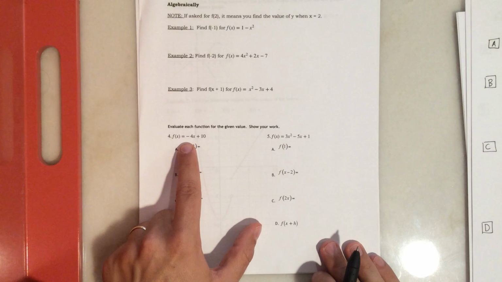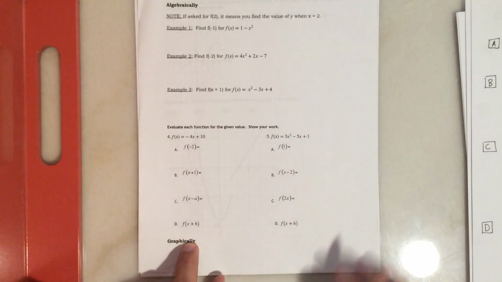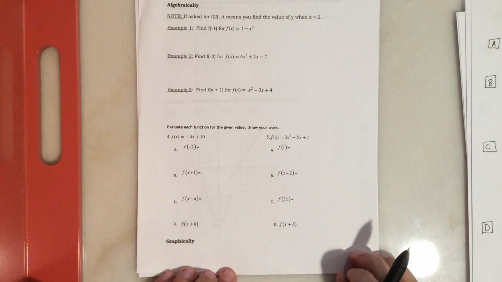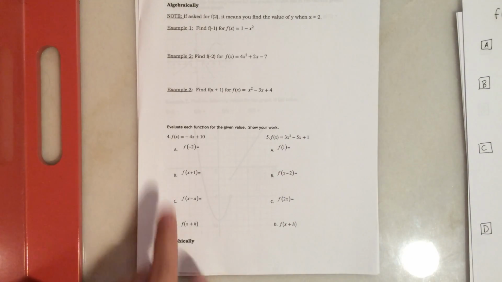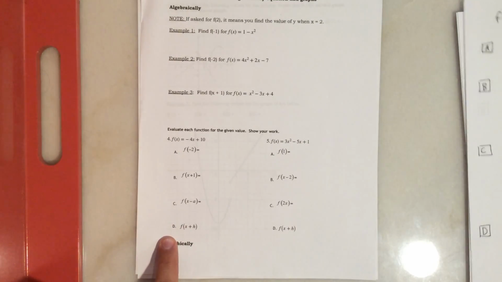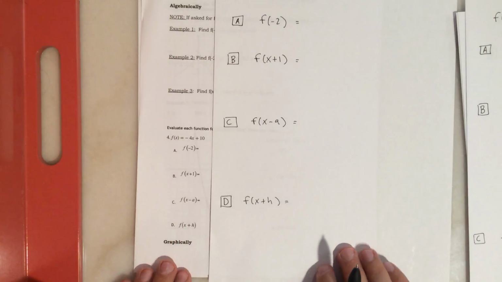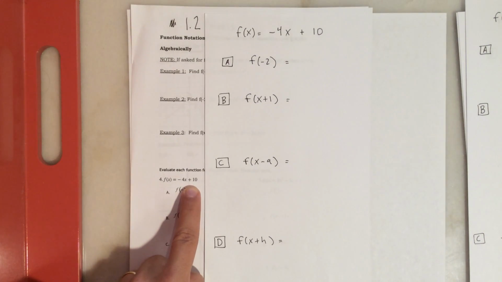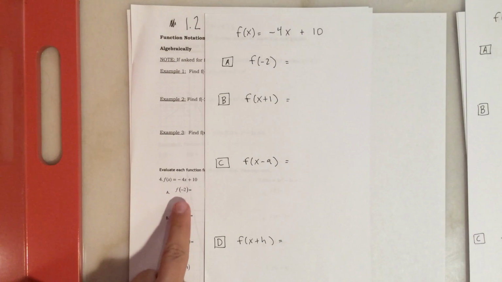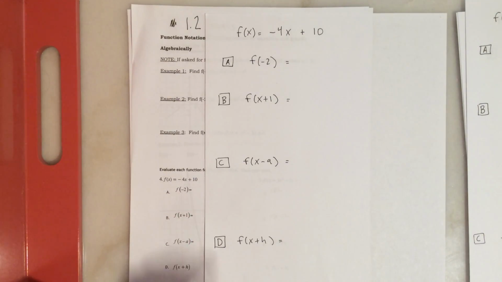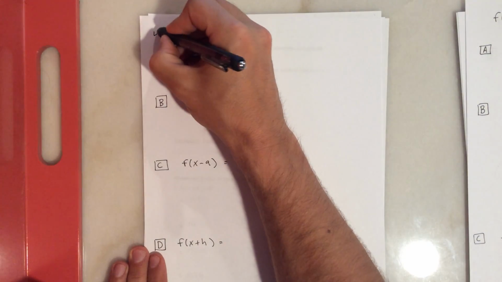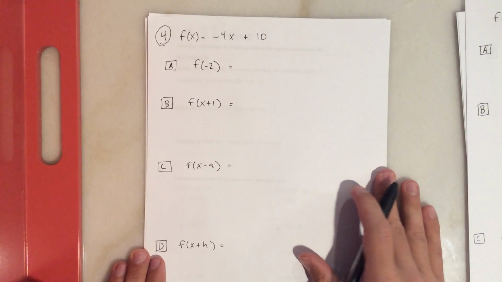Example 4, we'll run through these 4, and then we'll end the video before I tackle example 5 and the rest of the worksheet. So example 4, I've got parts A through D on this page here. So we're going to look at example 4, where the function is negative 4x plus 10. And we're going to find A, B, C, and D. Again, I'm going to do this on a different sheet of paper. Okay, so this is example 4 from the notes. Let's knock out these 4 parts, and then we'll be done with the video.